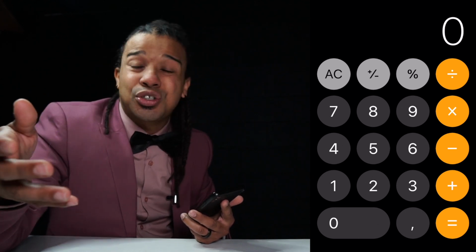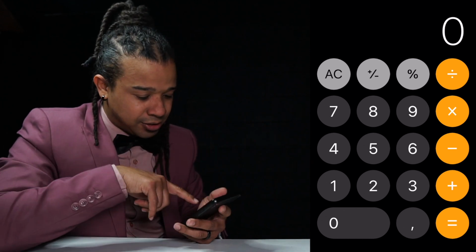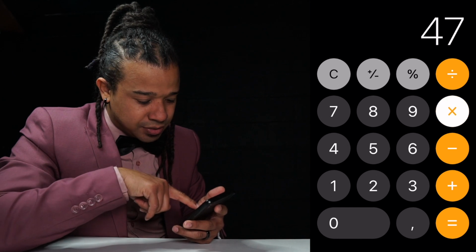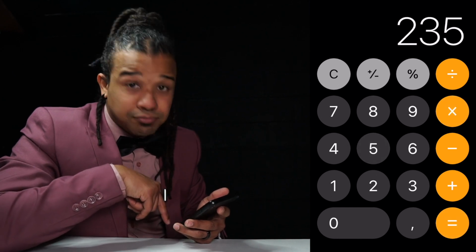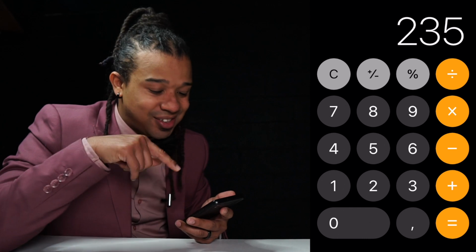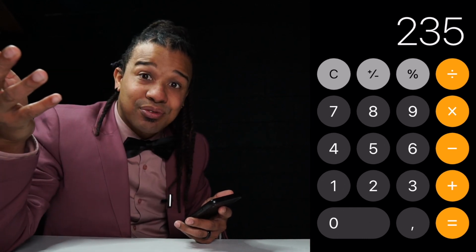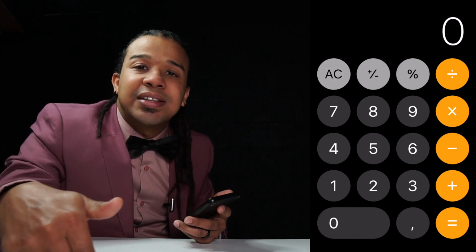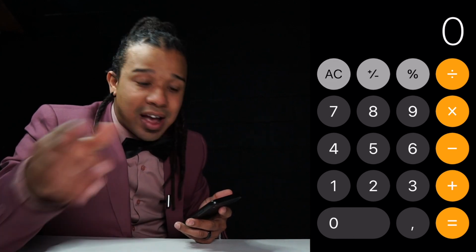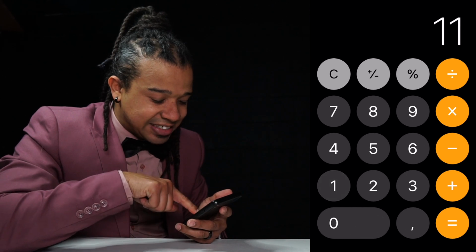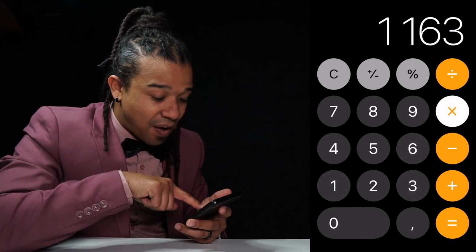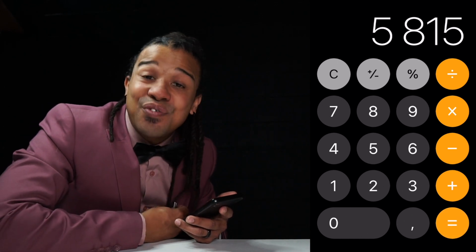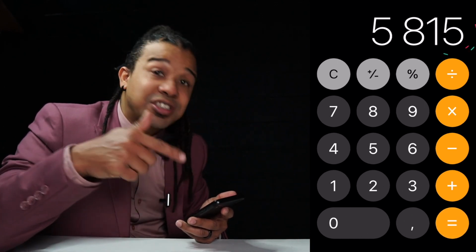Okay, so let's choose 47 and multiply it by 5. 47 times 5 is 235. The last digit is 5. Now let's choose 1163 and multiply it by 5. 1163 times 5 equals 5,815. What's the last digit? The last digit is 5.